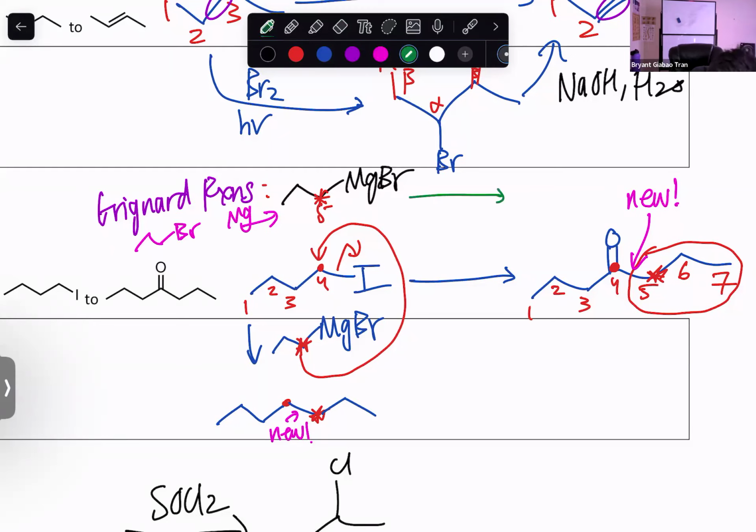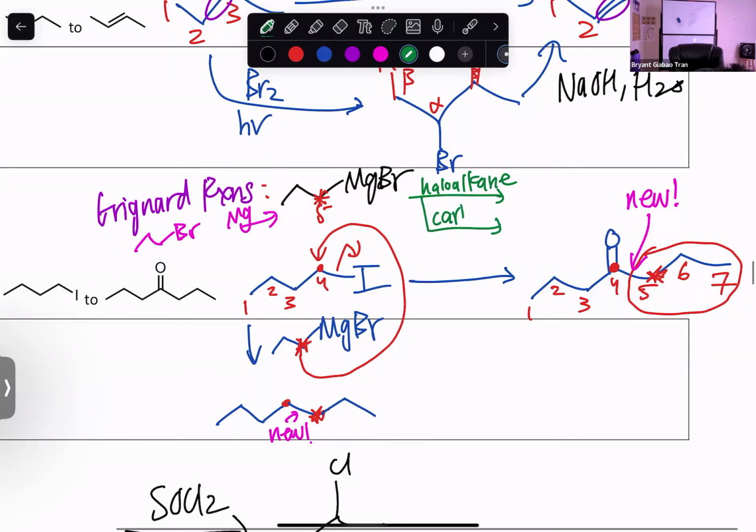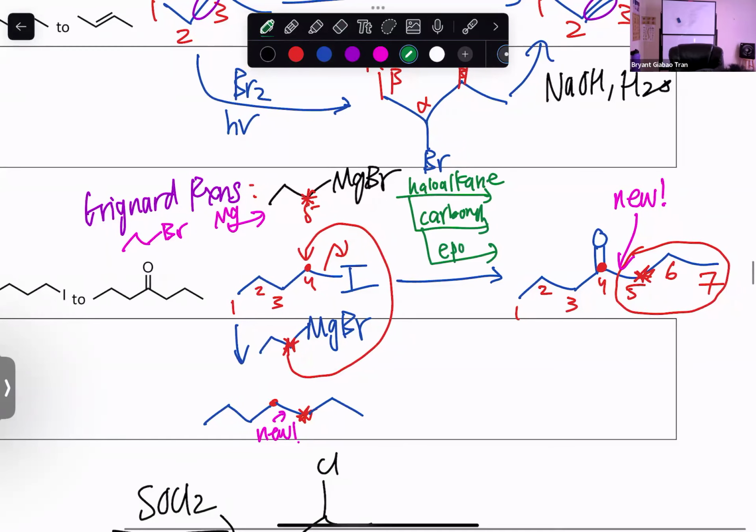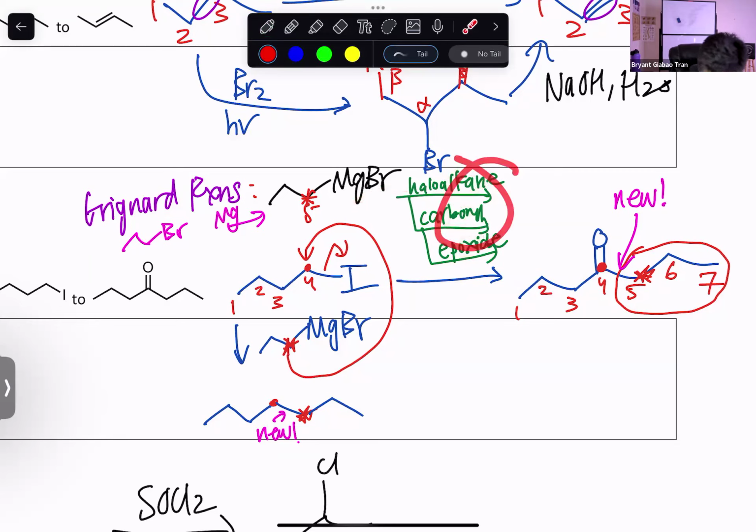It could react with a haloalkane, which is what I showed you guys here. It could react with a carbonyl, right? Or it could react with an epoxide. So 3 different electrophiles that this Grignard reaction can react with. There's more, but for this class, these are the 3 that this Grignard reaction can react with.